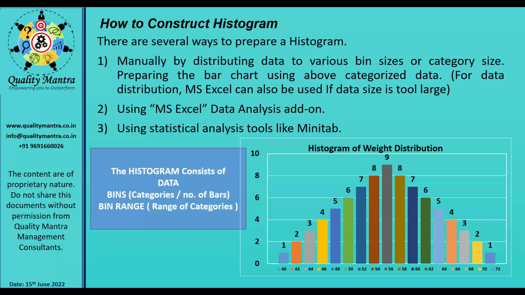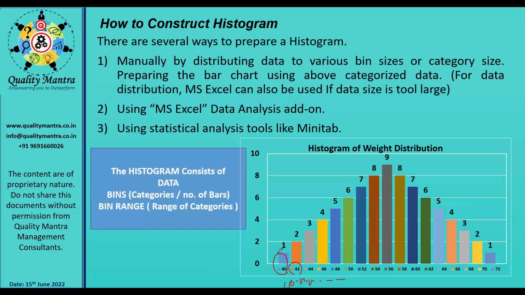It consists of data. सबसे पहले तो डेटा होना जरूरी है जो कि आप चेकशीट से कलेक्ट करोगे. Then the category should be there, the number of bins, the number of categories you need to define. Now it is not always that you will make a bar for each individual data 40, 42, 44. No, sometimes you need to club the data: 40 to 42 एक इसमें आएगा, 43 to 45 एक इसमें आएगा, 46 to 48 एक इसमें आएगा, 49 to 51 एक इसमें आएगा.